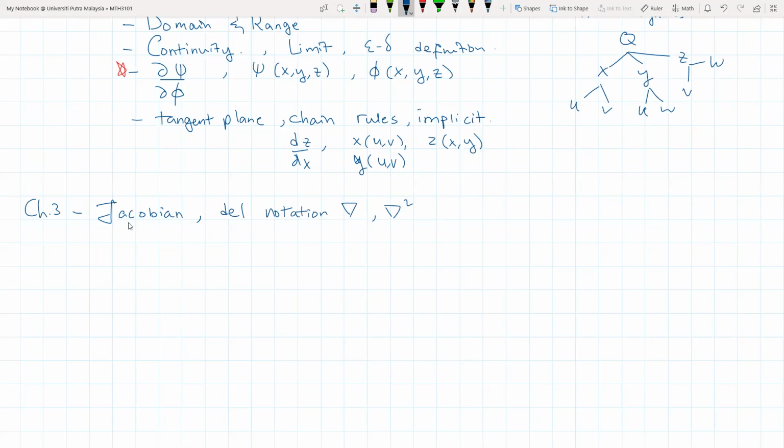And then you also have the polar coordinate. So you need to know how to use the change of variable from Cartesian coordinate to polar coordinate.